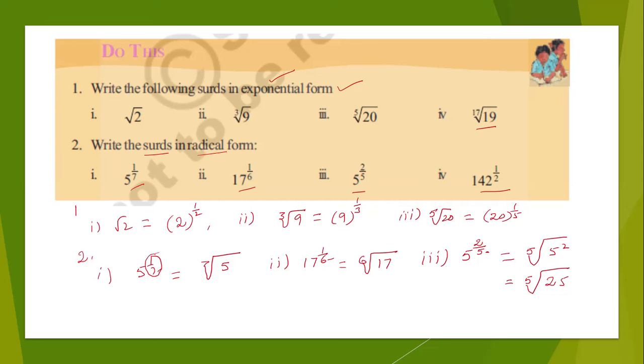This is the way to convert the given exponential forms into radical forms and radical forms into exponential forms. You may do the fourth one in the second question and the fourth one in the first question at home. Okay, thank you. That is the end of today's lesson.